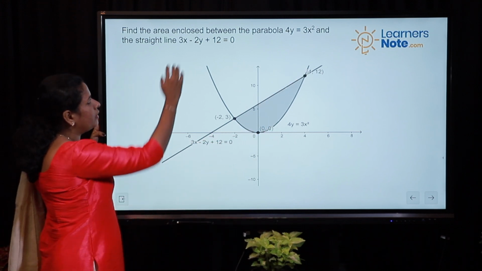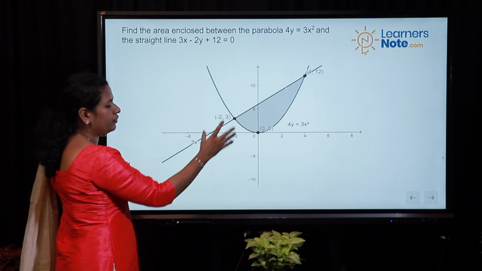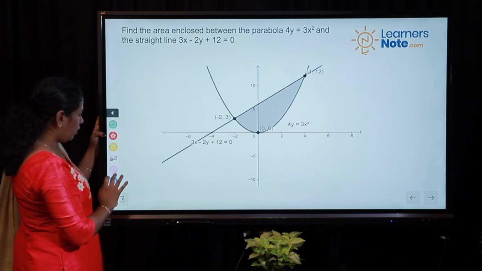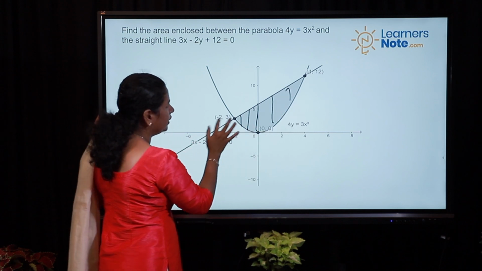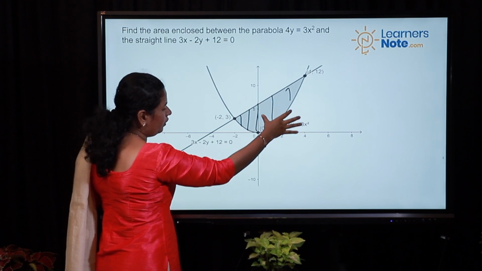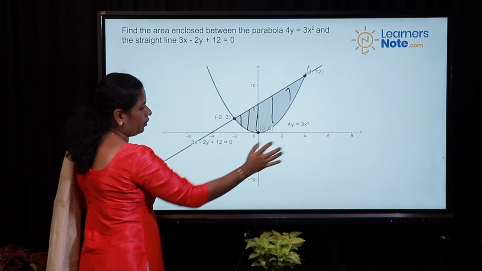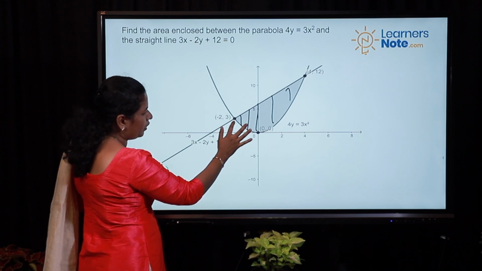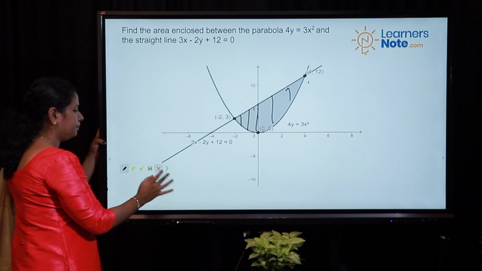Then after solving these two equations simultaneously, you have to find the point of intersection, and after drawing this figure, you have to shade the required portion. This is the required portion, so you have to find the integration over this portion. For that I am finding the intersecting point. If we are finding area with respect to the x-axis, you have to draw like this, and start integrating from -2 to 4. That is the limit of your integration.